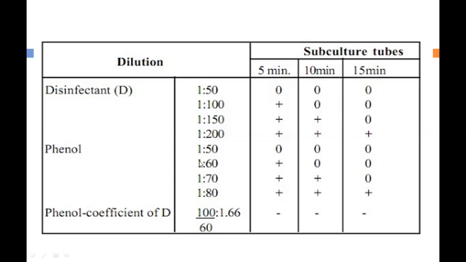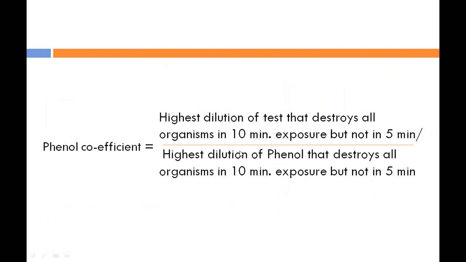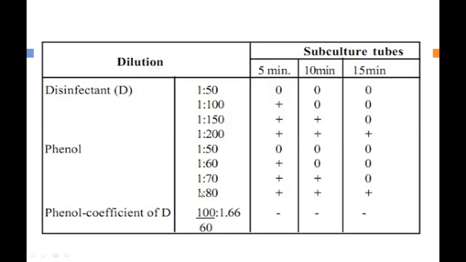So as the formula says, divide this concentration by this concentration. So simply divide 100 by 60 and your answer is 1.66. So the phenol coefficient for this disinfectant, for example, Lysol, is 1.66. Okay, so how do you interpret this phenol coefficient test?